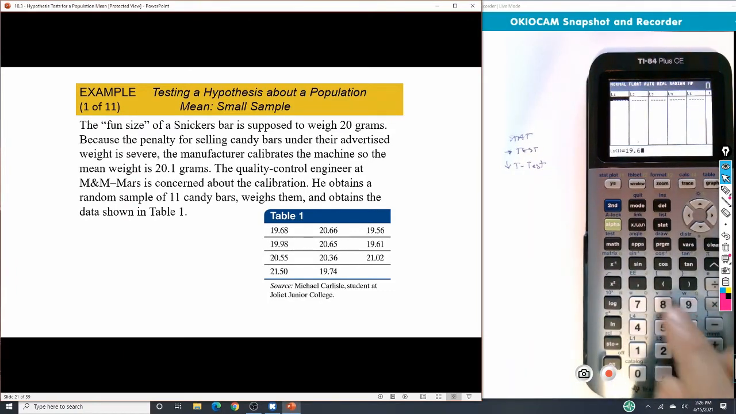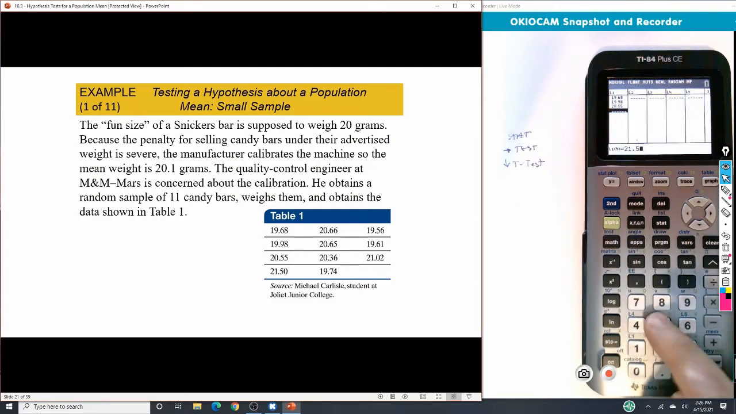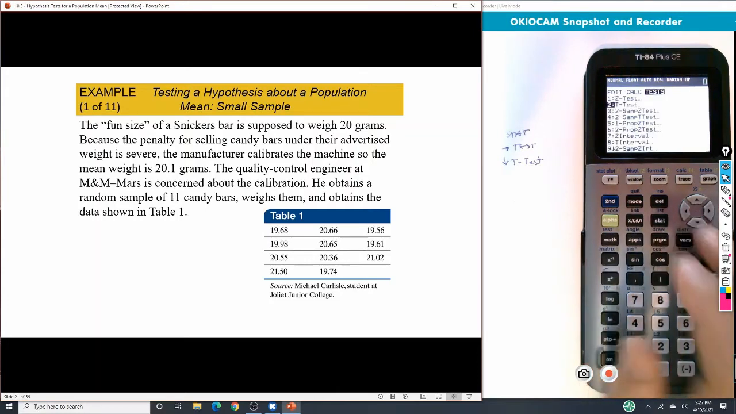So 19.68, 19.98, 20.55, 21.50, 20.66, 20.65, 20.36, 19.74, 19.56, 19.61, and 21.02. Okay, so now we can go back to stat, move over to test, select number 2 there of t-test, but this time we have data.